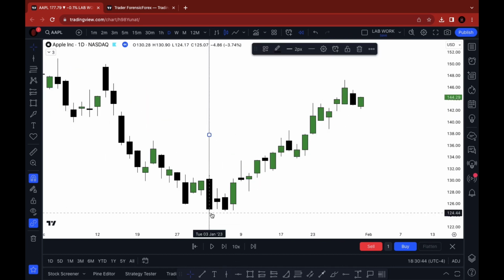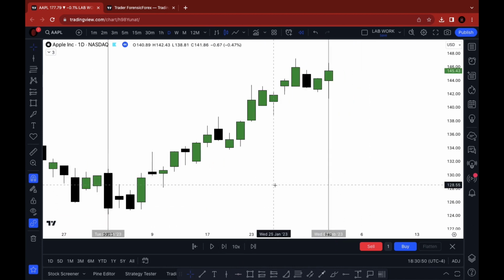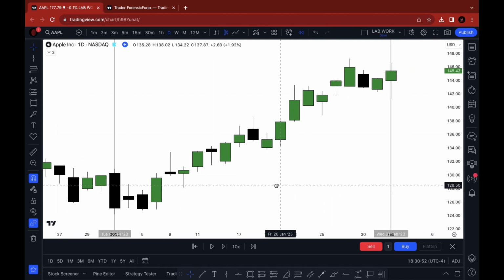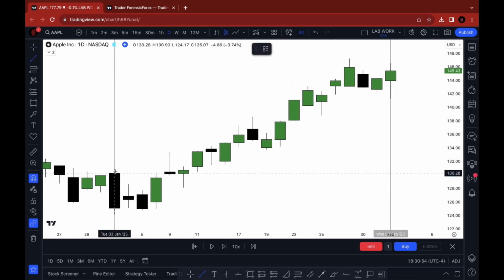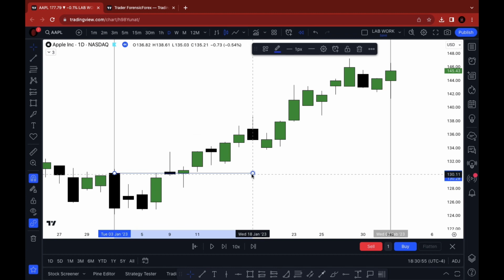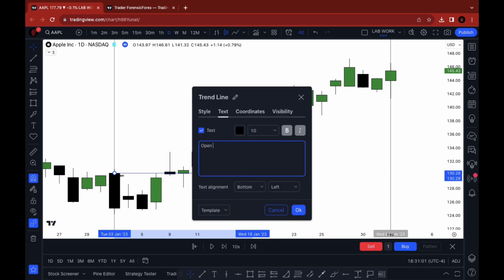So we got the start of the year here. And then we got all the way up to February. Like always, we're going to mark off the opening price because it's very important. That's the open, or that's the new year open. So that's the open to January.